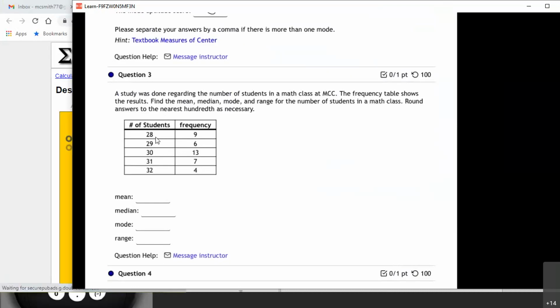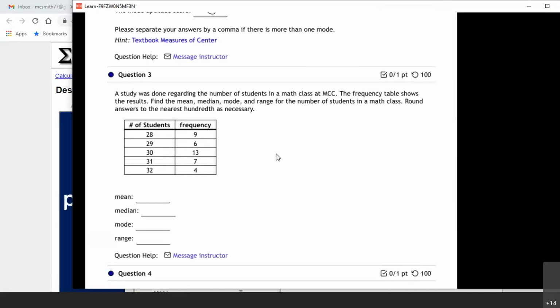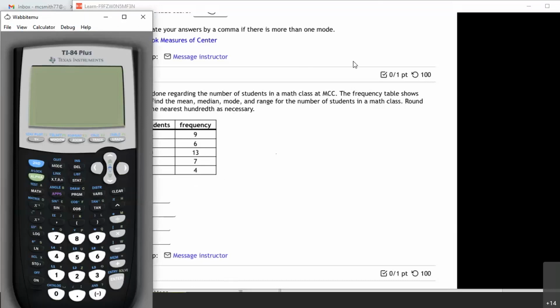I would try to copy these data. If I'm doing this in Excel, I would put my students in one column and my frequencies in another column, multiply them together, add these up, and then just divide the total of number of students times frequencies by the total of the frequency column. If I have a TI, it's a little easier because I just have the 2 lists.